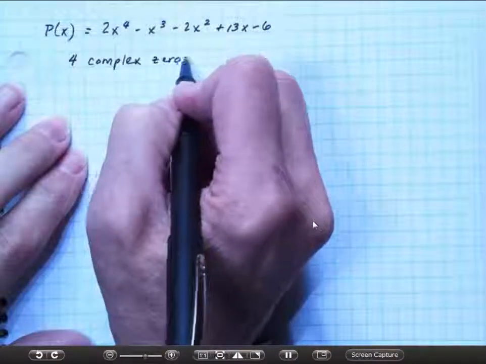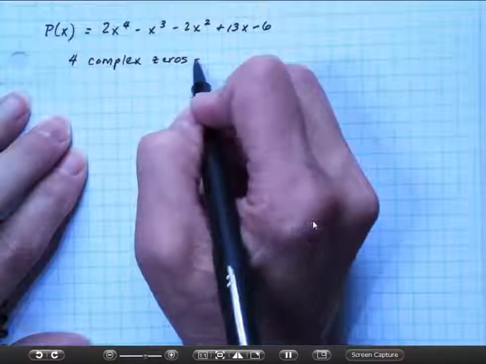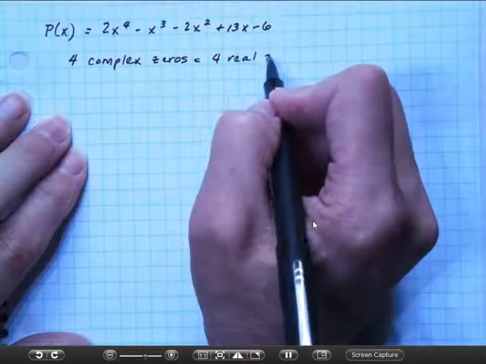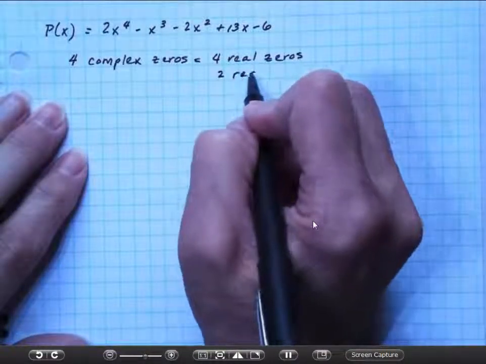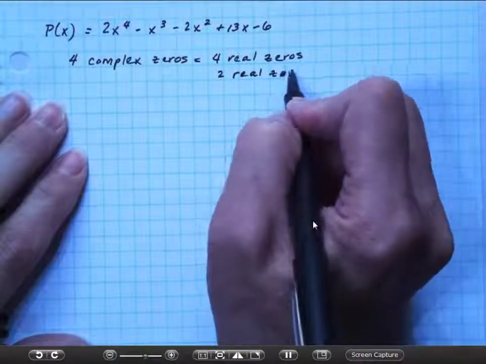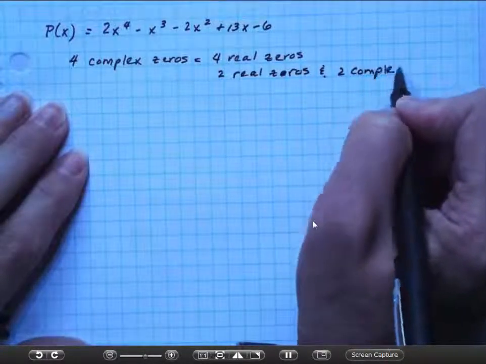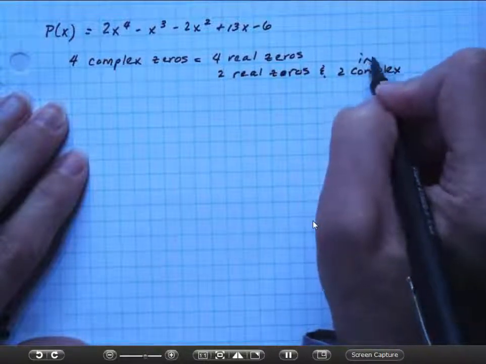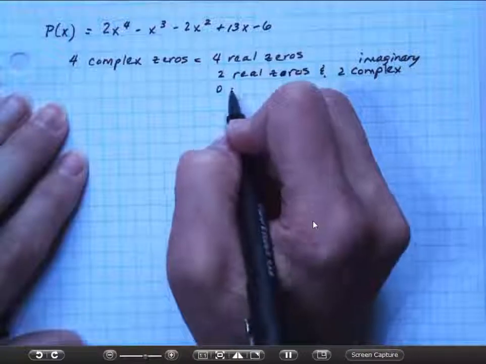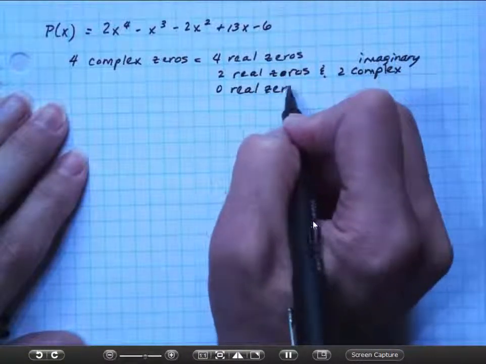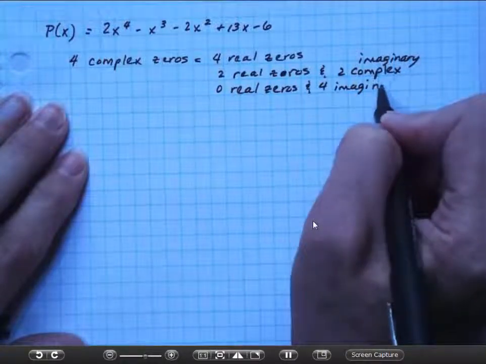Now remember, they don't have to be imaginary. They could all be 4 real zeros. So we could have 4 real zeros, we could have 2 real zeros and 2 complex, that means imaginary. So I'll put down imaginary. Or we could have no real zeros and 4 imaginary. So there's a lot of different options there.